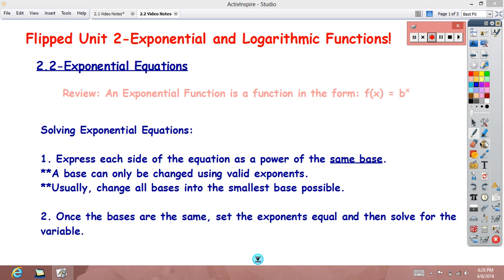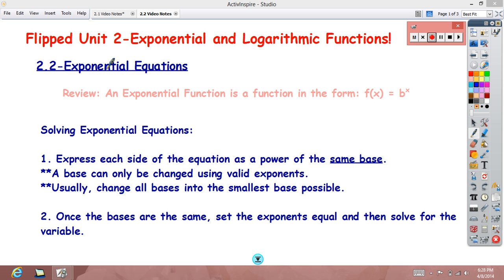Okay, 2.2. In 2.1, we sort of started talking about exponentials. We're going to stay in this exponential area here, and today we're going to look at exponential equations. We looked at exponential expressions before with exponents, and now we're going to look at these equations and, more specifically, solving these equations.